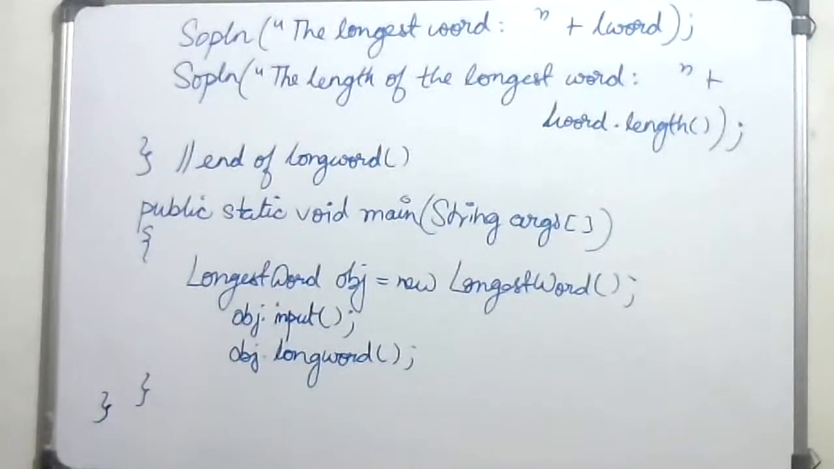Okay, so we extract each word, we compare the current word with the previous longest word. If the current word is greater than the previous longest word, we set the current word as the longest word, and we discard the current word value. We repeat the process until the sentence is exhausted. Once the sentence is exhausted, we come out of the for loop and we have the longest word in the Lword variable. Now we just display the longest word and call the length function on the longest word to display the length of the word.